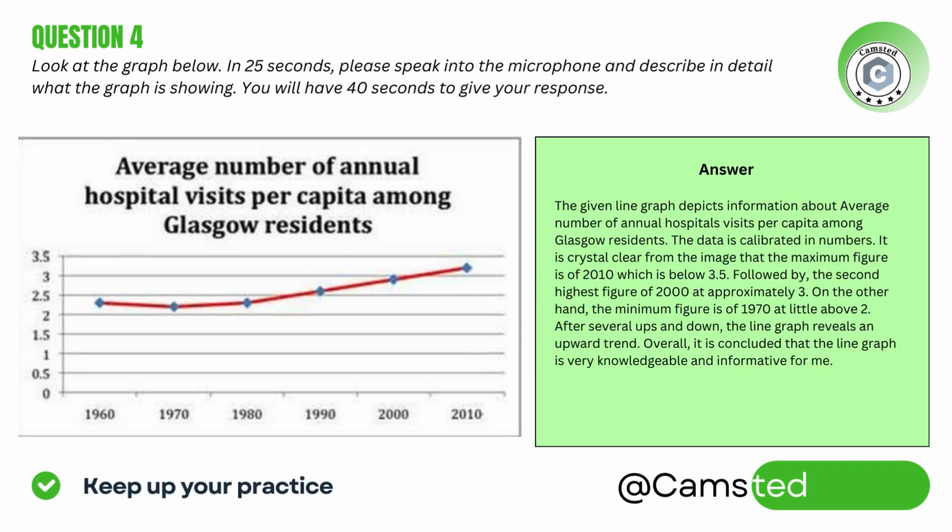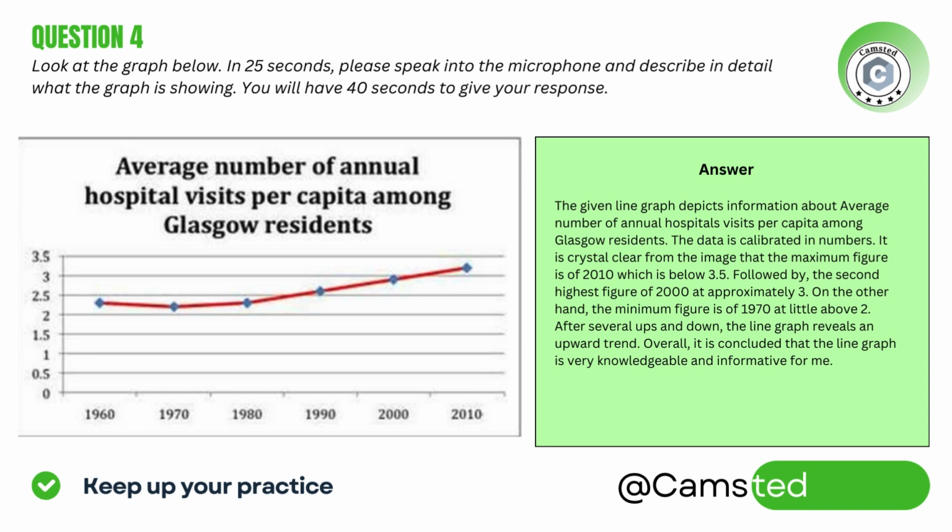The given line graph depicts information about average number of annual hospital visits per capita among Glasgow residents. The data is calibrated in numbers. It is crystal clear from the image that the maximum figure is of 2010, which is below 3.5. Followed by the second highest figure of 2000 at approximately 3.